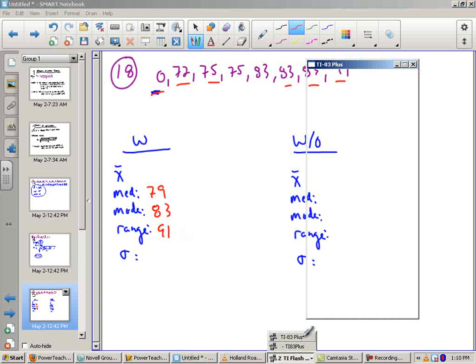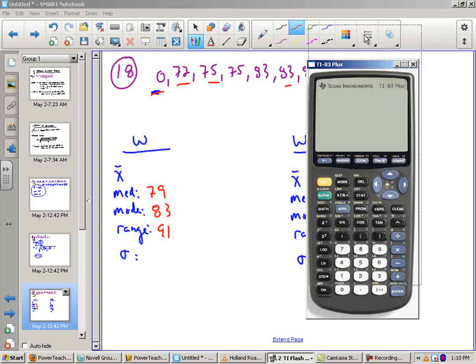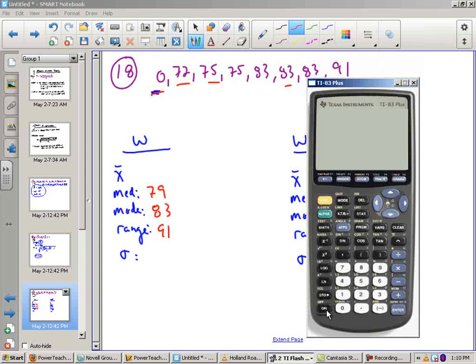Let's use the calculator and find out how good or bad this data is from its standard deviation. So I'm going to go to my list, which is in the stat. I'm going to edit my list. I'm going to start overtyping 0, 72, 75, 75, 83, 83, 83, 91. Okay, and if there was still an entry here, I could just start deleting those other entries.